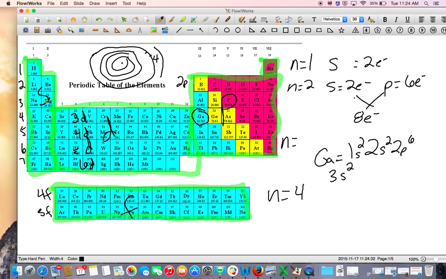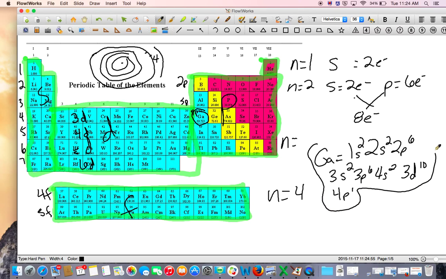3s2, right here. 3p6. 4s2. Okay, remember my d's are behind by 1, so I'm going to actually go 3d, and I'm going to go through 10 of them. Now I'm back to the p's, so this is back to 4p1. Okay, so here's gallium's electron configuration: 1s2, 2s2, 2p6, 3s2, 3p6, 4s2, 3d10, 4p1. That is the ground state configuration.